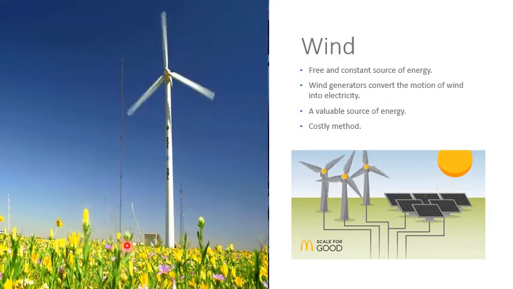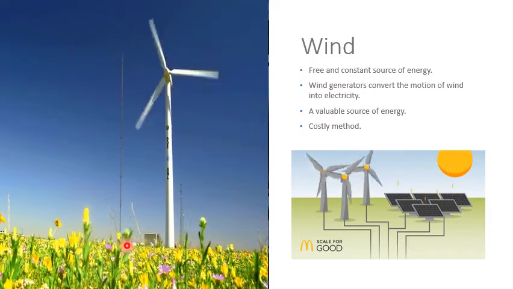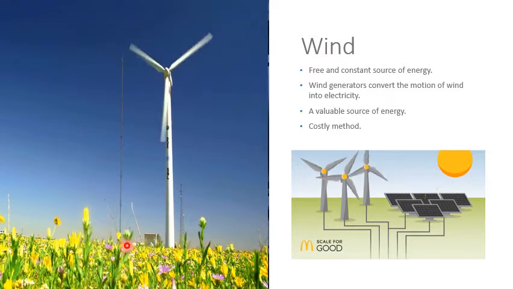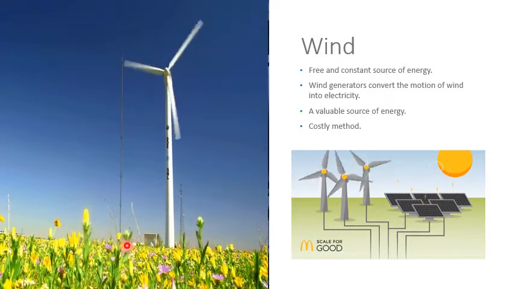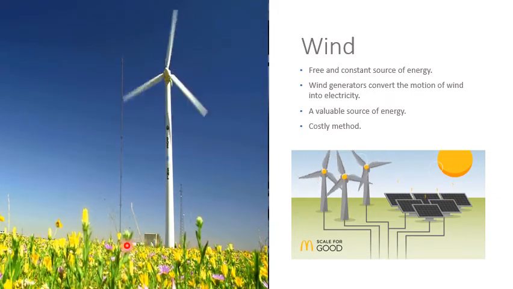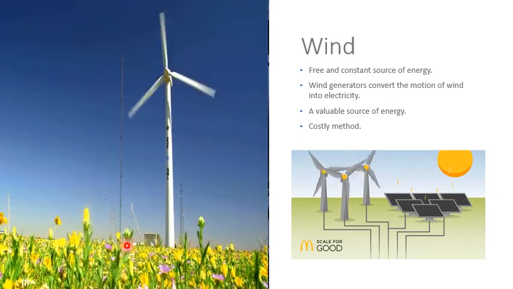So wind is a free and constant source of energy. Wind generators convert the motion of wind into electricity. It is a valuable source of energy, but it takes hundreds of very large and costly machines to obtain a useful amount. A wind turbine produces energy as its blades turn in the wind.